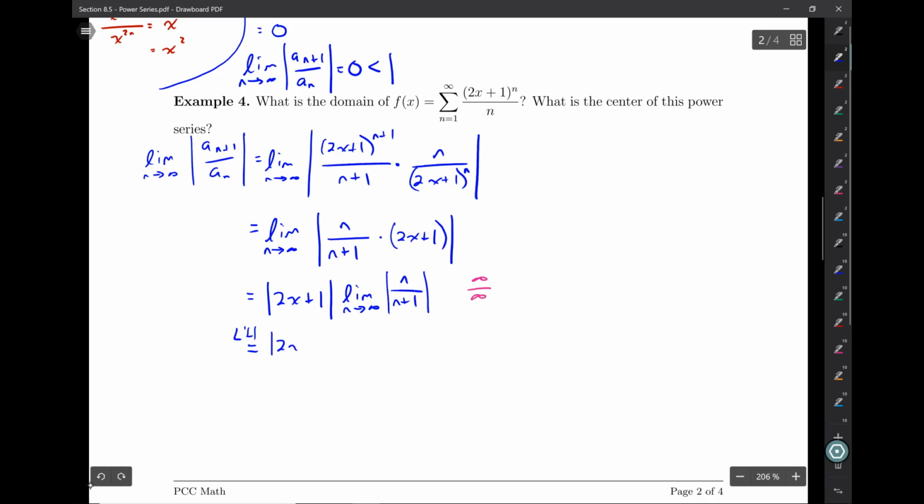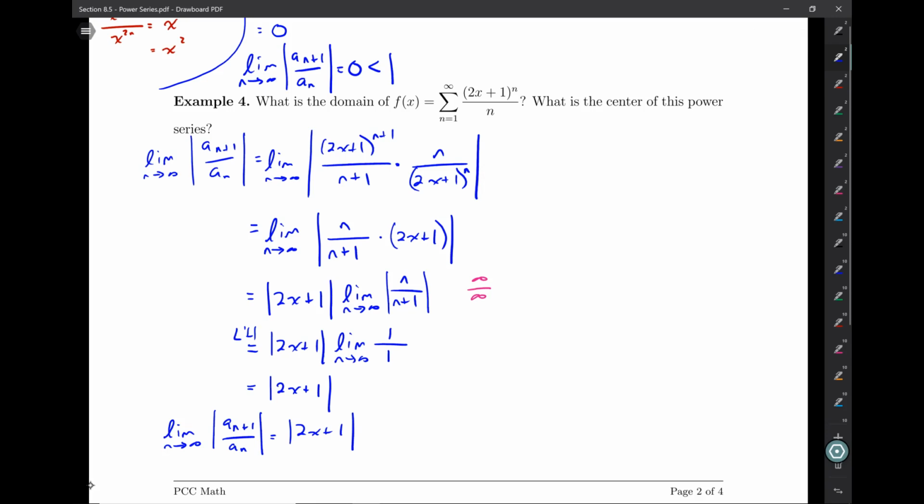And we're left with the absolute value of 2x plus 1 multiplied by the limit as n approaches infinity of n over n plus 1. Take the derivative of n, we get 1. Take the derivative of n plus 1, we get 1. And now that we have a limit as n approaches infinity of 1, well, that's just 1, and we get that our limit in the very end is the absolute value of 2x plus 1. Again, we are saying that the limit as n approaches infinity of the absolute value of a sub n plus 1 over a sub n is equal to the absolute value of 2x plus 1.